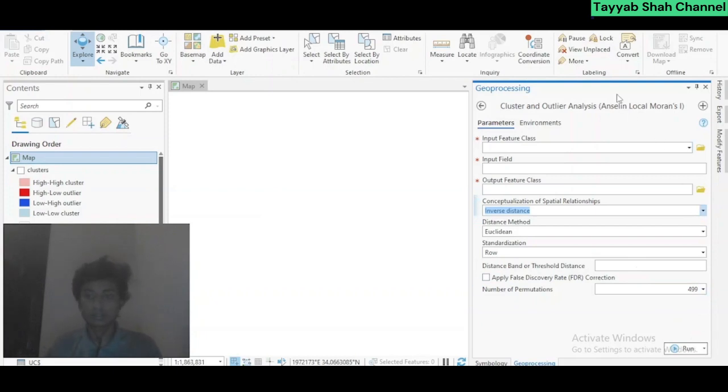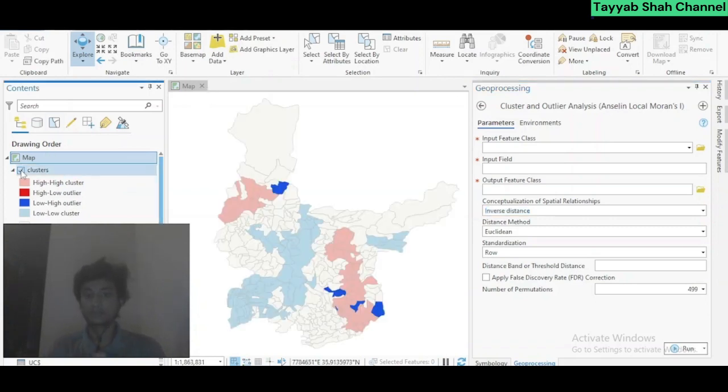I have run this tool on the union council map with the spatial patterns for the percentage of suitable buildings. The clusters I got are in this map. It's the same thing I was explaining before, but now we have comprehensive data showing which areas have clusters of high values.